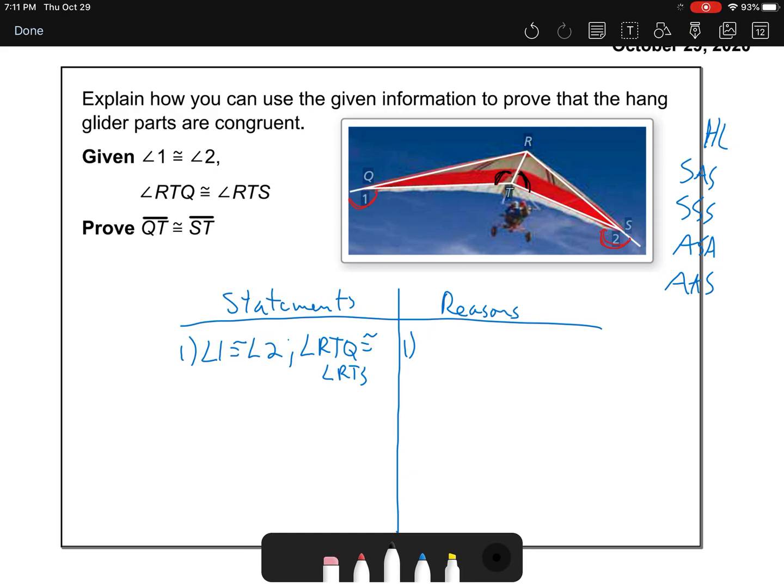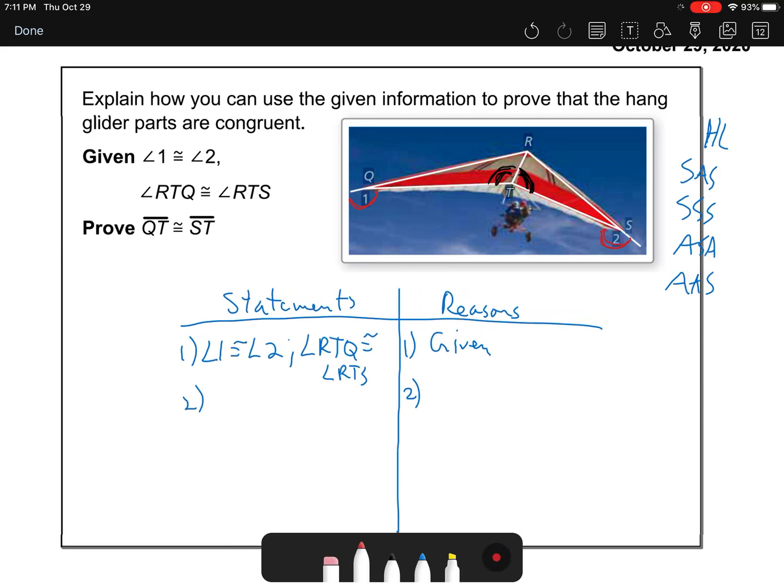RTQ and RTS. So those two are congruent. That's given. Now, this one's hard. Let's see. Well, first of all, it says QT congruent to ST. Whoa. Hold the phone, guys. Don't mess with that yet.